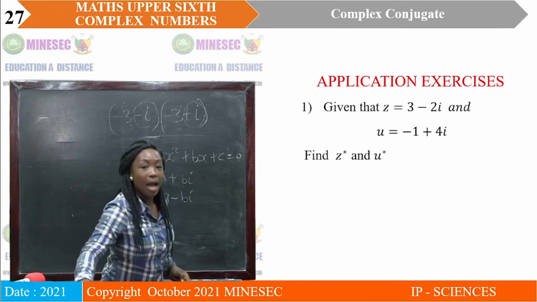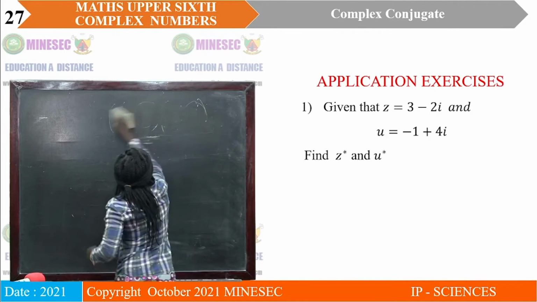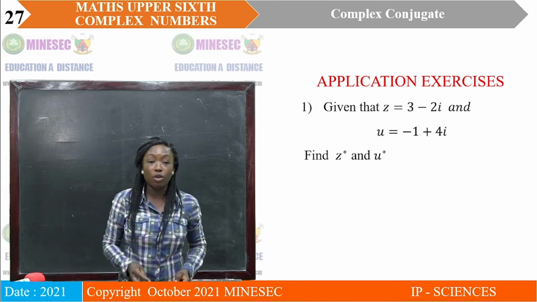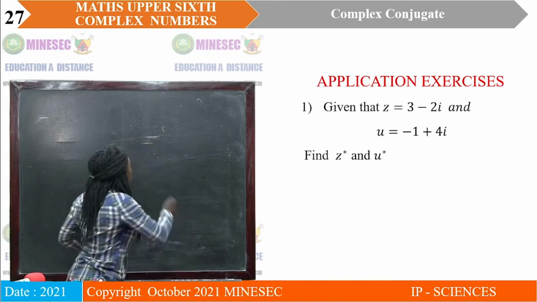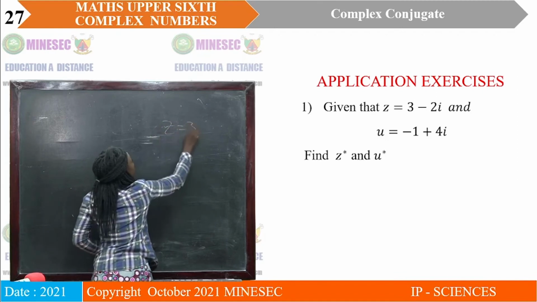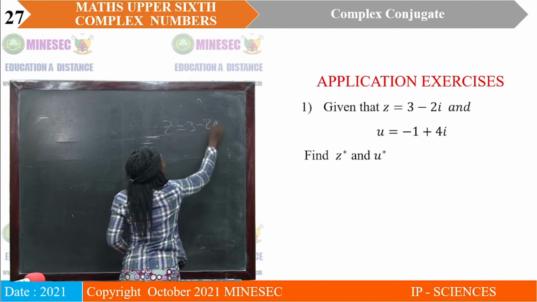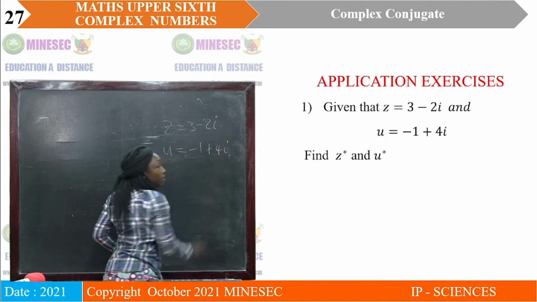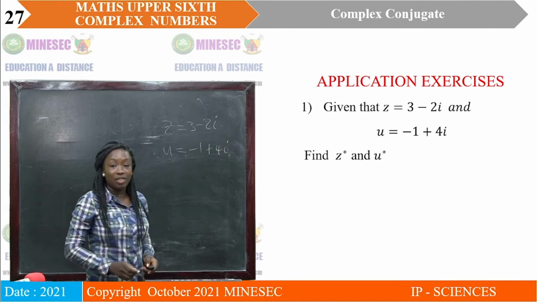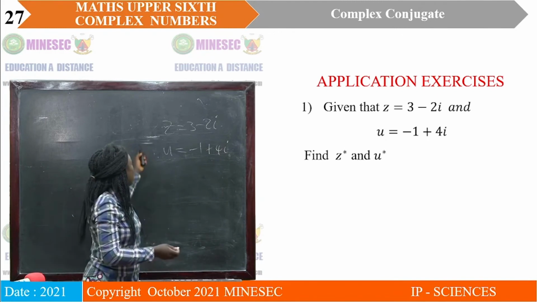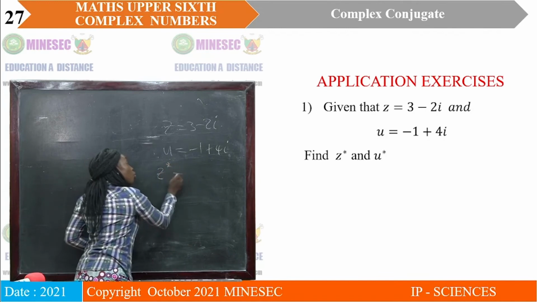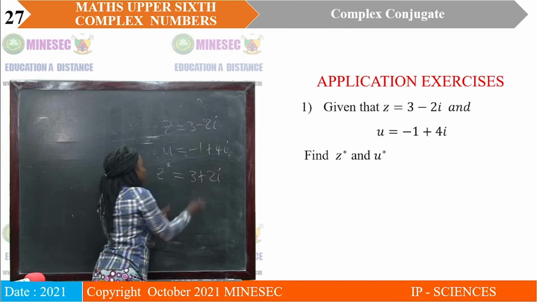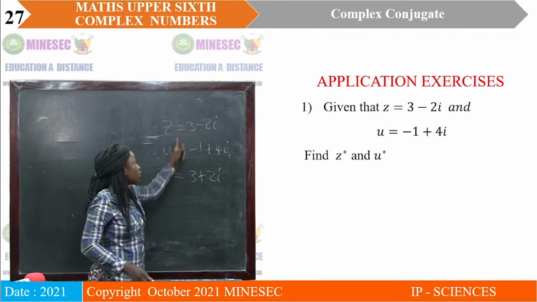Let us look at the application exercise. The first question. Given that z equal to 3 minus 2i and u equal to negative 1 plus 4i, find z star and u star. Z star, we simply say what? We change just the sign. 3 plus 2i, that will be z star, the conjugate of z.